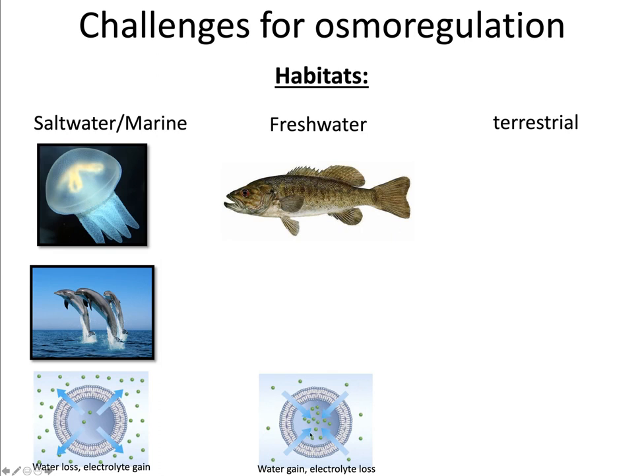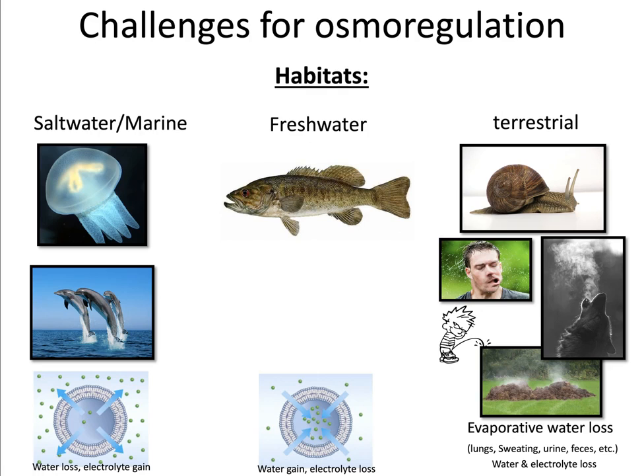And then lastly, if you're in a terrestrial environment, the big thing that animals are dealing with is evaporative water loss. This could be water loss through the skin, through sweat, through breathing, through your lungs, or out into the environment through urine and feces. You may have heard the expression, a hot steaming pile of dung, and that's exactly what you're seeing here. But that steam rising off it is water that's been lost from this organism's body.